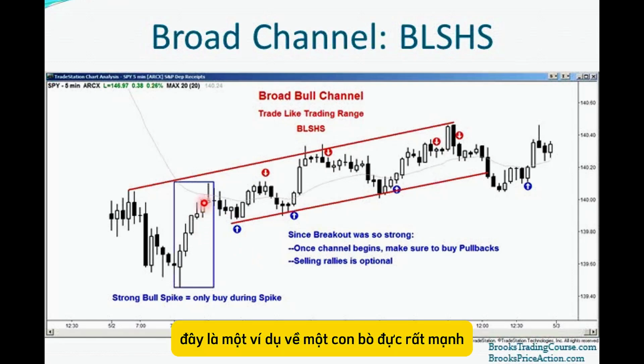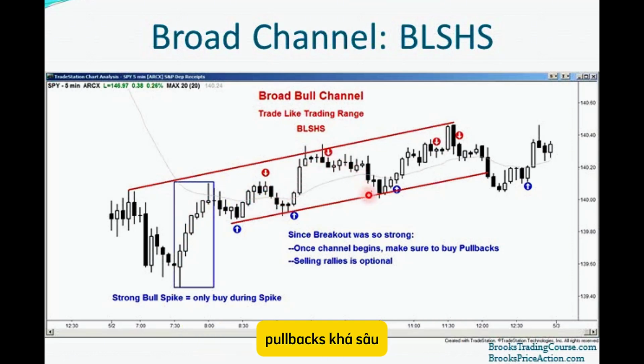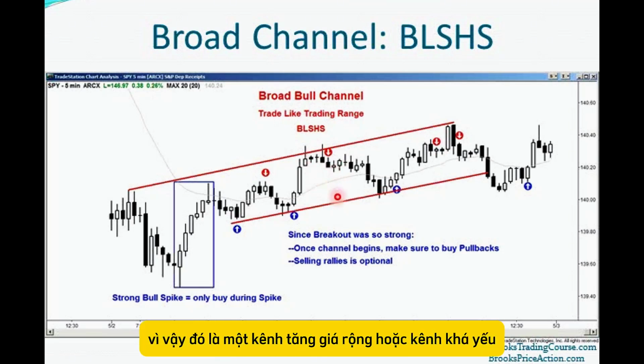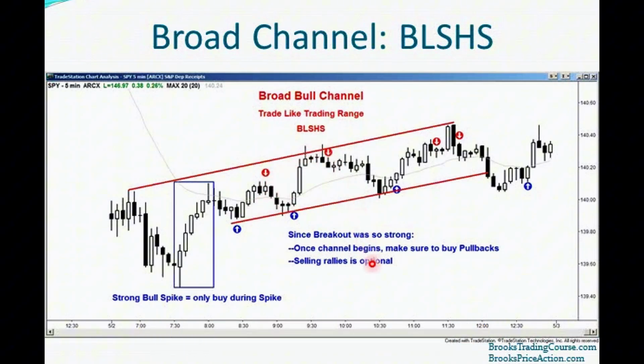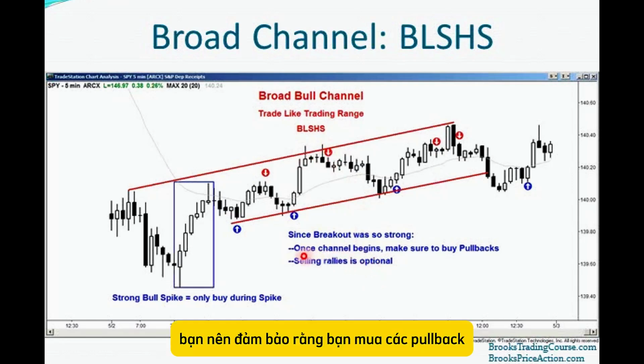Here's an example of a very strong bull spike, but it's followed by a channel that has pretty deep pullbacks. The channel is pretty flat and pretty broad. So it's a broad bull channel or a pretty weak channel. You can take trades in both directions when a channel has swings that are this deep. You should make sure that you buy the pullbacks. It's less important to sell the rallies.